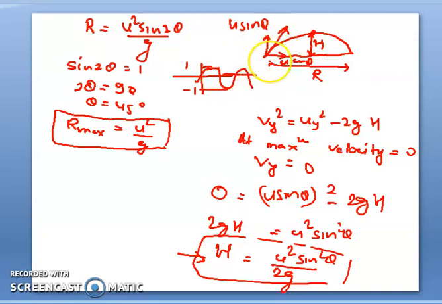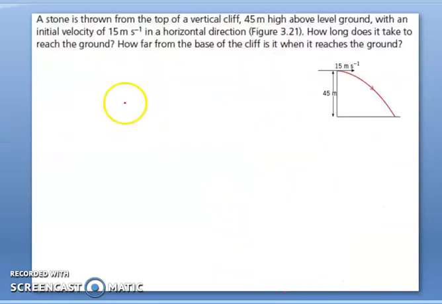Okay, so moving to the first question. So this is the first question. A ball is thrown from the top of a vertical cliff. This is the top of the vertical cliff. Okay, and 15 meter per second, that means ux is given, that is 15 meter per second, and we know uy will be 0. Okay, and the height is 45.